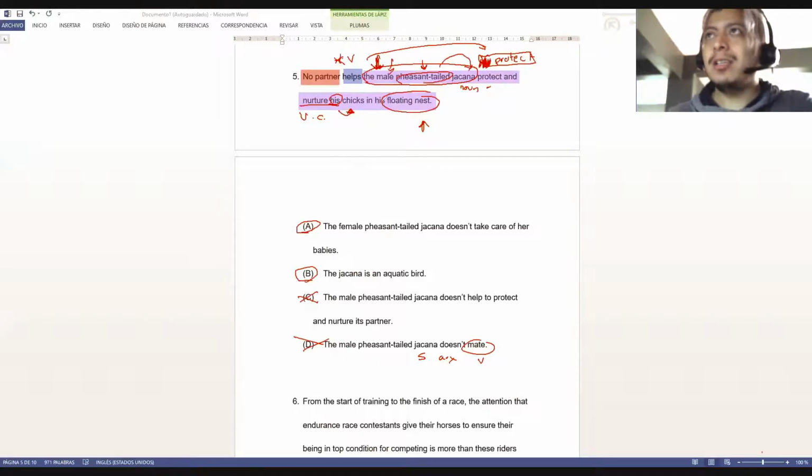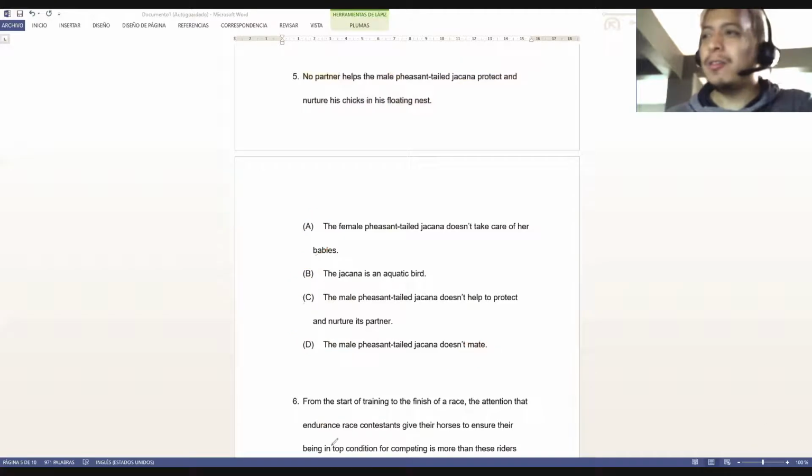Okay. So it doesn't say this in the sentences, but we can infer that the female fish and tail jacana doesn't take care of their babies. And we can also infer that the jacana is an aquatic bird. It doesn't say the jacana is an aquatic bird, but it says that they live in floating nests. So this is something that we can guess. It doesn't say exactly that the female doesn't take care; it says no partner helps, so only the male takes care. So we know that, okay? It's another way of saying the same thing.